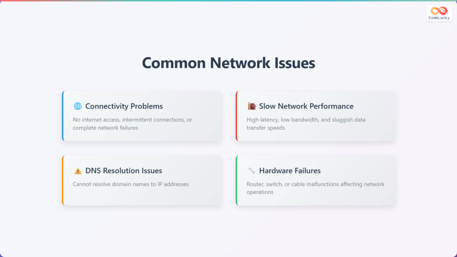Let's take a look at some common network issues. First, connectivity problems, which include no internet access, intermittent connections, or complete network failures. Next, we have slow network performance, characterized by high latency, low bandwidth, and sluggish data transfer speeds. Then comes domain name system, or DNS, resolution issues, where you cannot resolve domain names to Internet Protocol, or IP, addresses. And finally, hardware failures such as router, switch, or cable malfunctions that affect network operations.